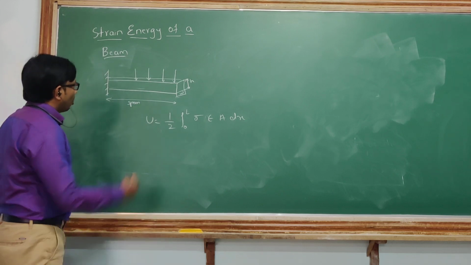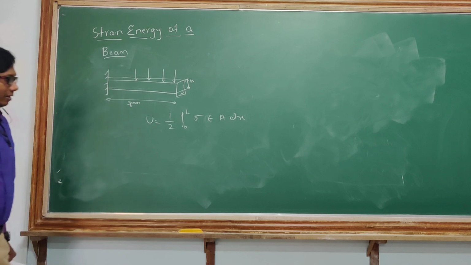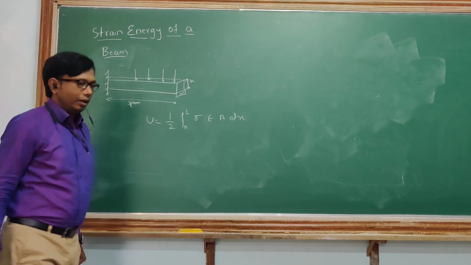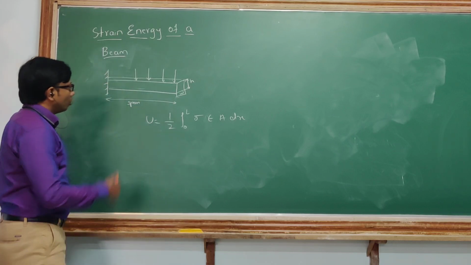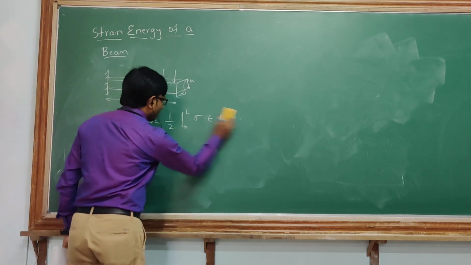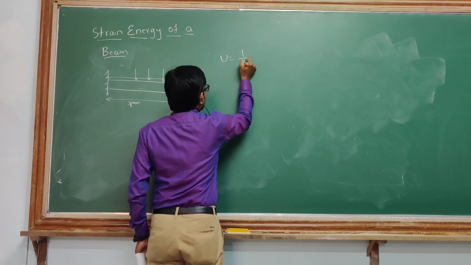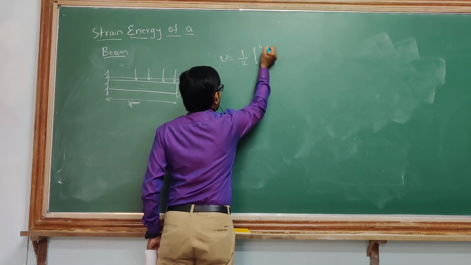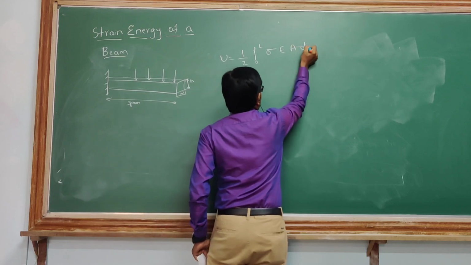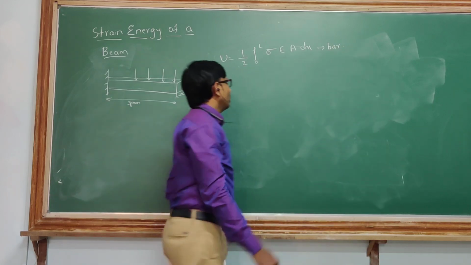Now we will modify the same equation for this particular beam. How to modify this? I'll tell you. If I want to model a beam with a line element, U is equal to half into integration 0 to L stress into strain into A into dx. This is for the bar element, which we have calculated.